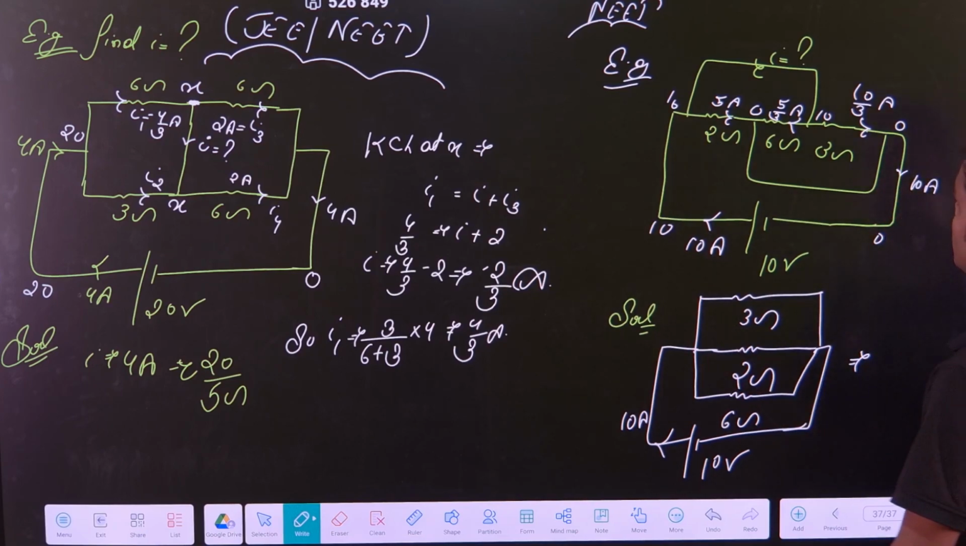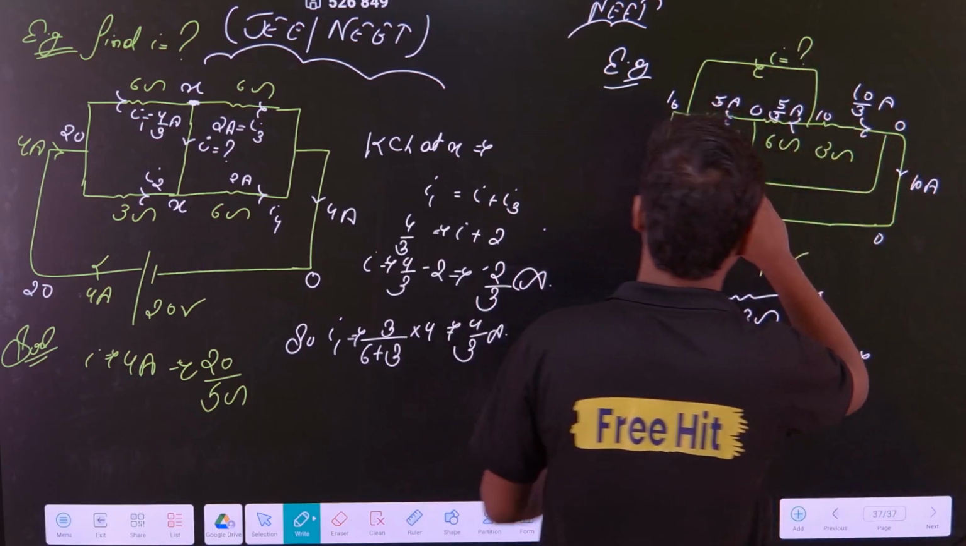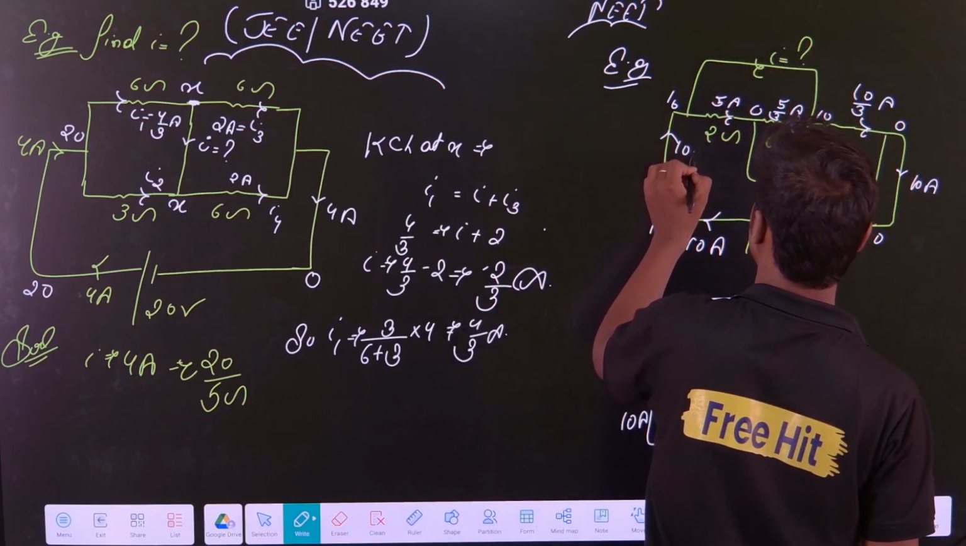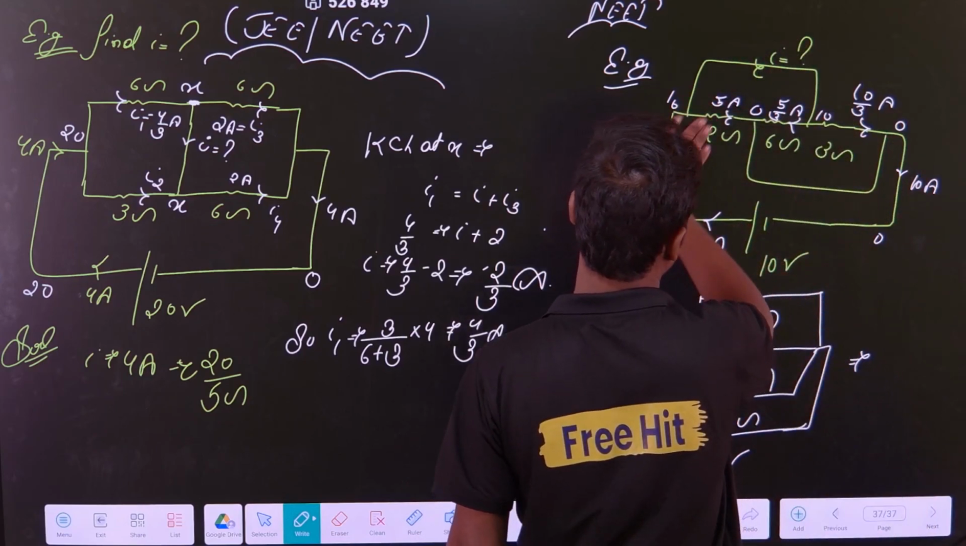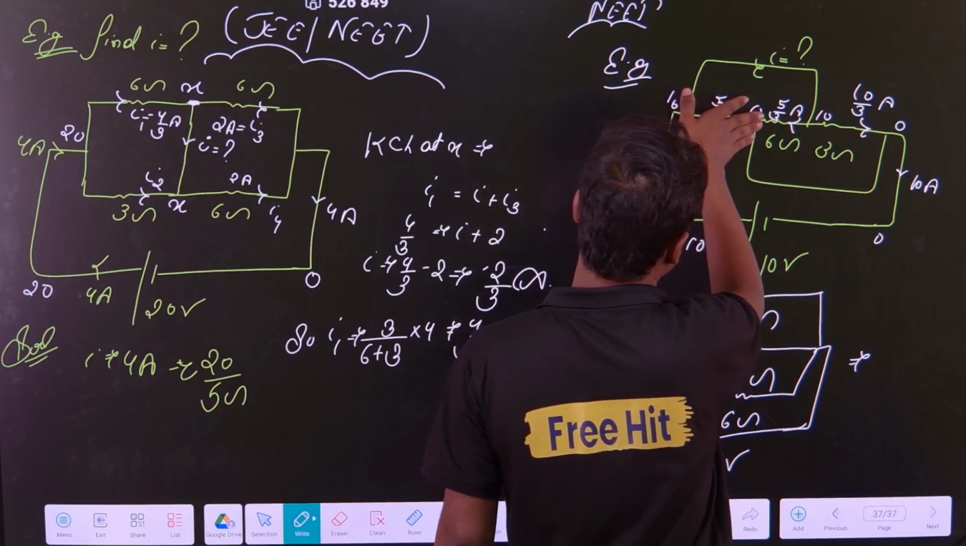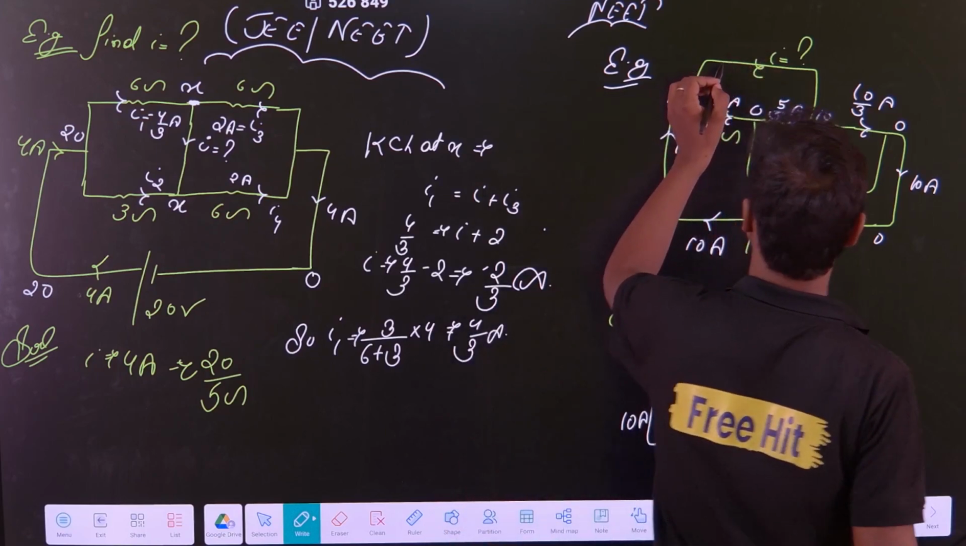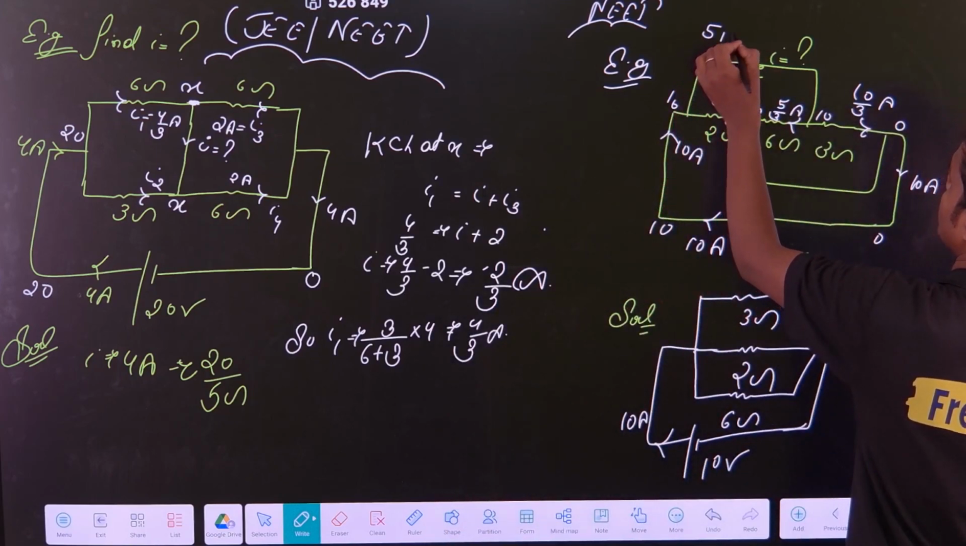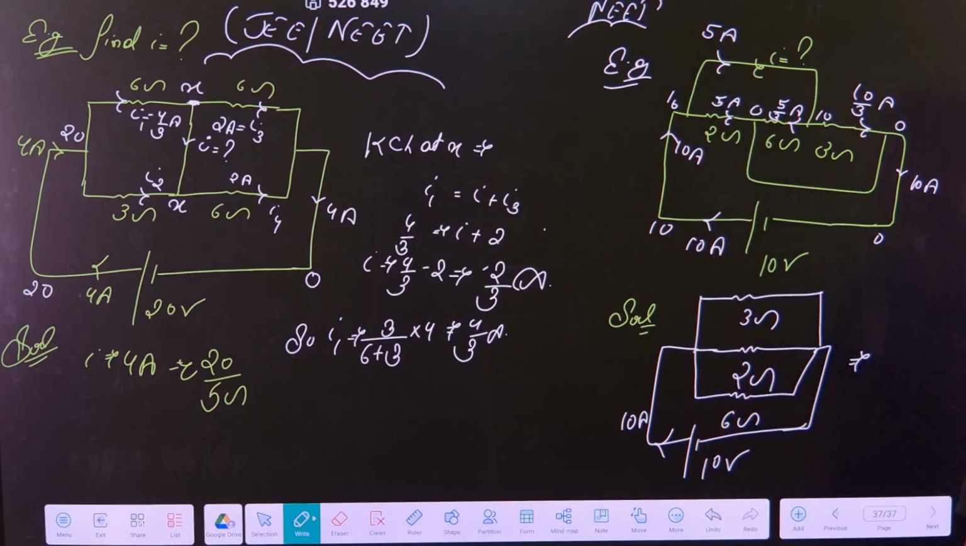Now 10 ampere is coming from this battery, and from here also 10 ampere is coming. Now 5 ampere is going here. So what current will go in this branch? Obviously the 5 ampere will go in this branch. Correct? So what is the current I? The current I will be 5 ampere. Clear? This is my answer.